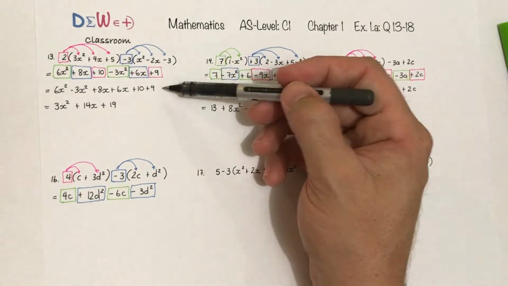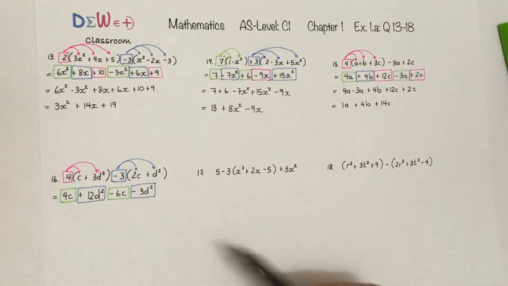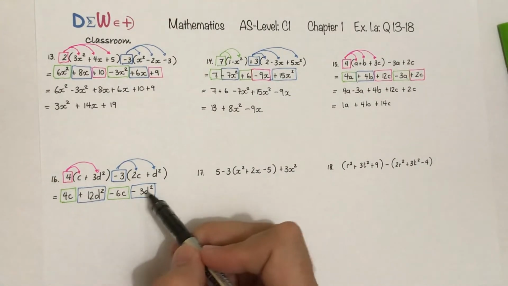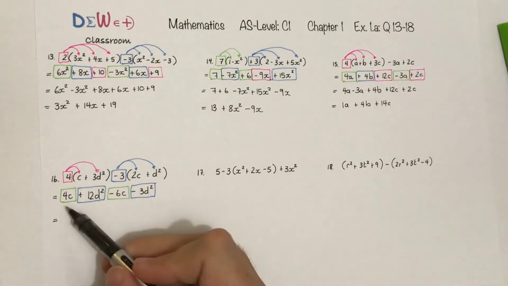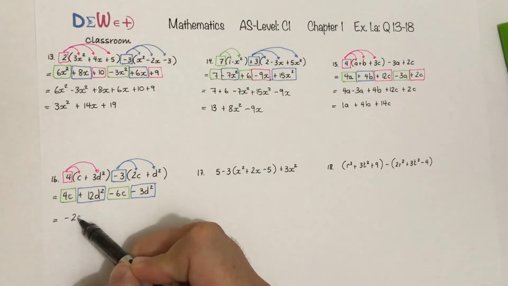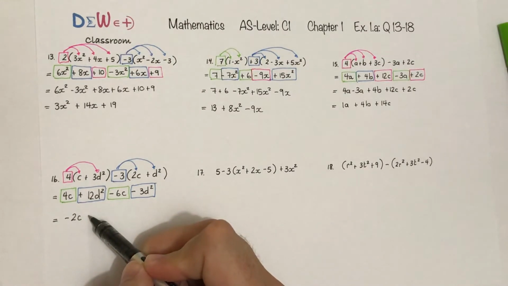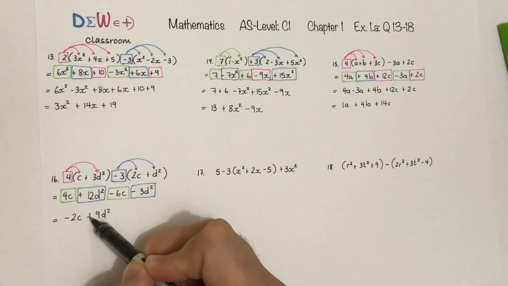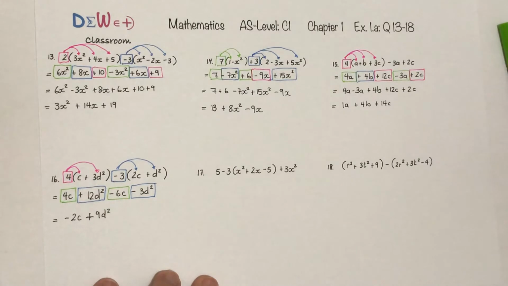Now I'm going to leave out the second step that I did in each one of these cases, where I grouped the like terms together. And because I'm using these color pens, I know which terms belong to which, and we can simply add and subtract from there. So 4c minus 6c will give us minus 2c, and plus 12 minus 3 will give us plus 9d squared. And that is the solution for question number 16.